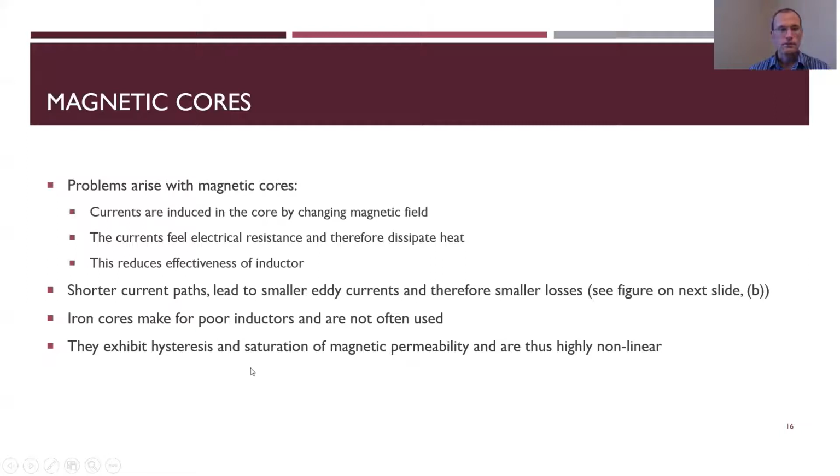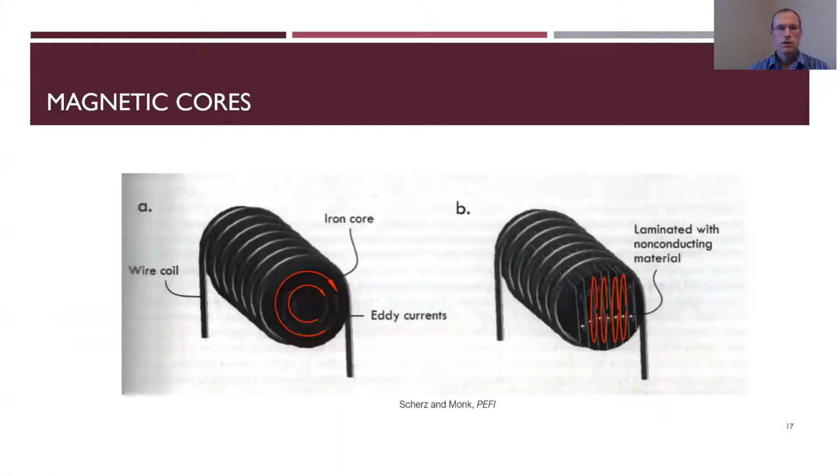Iron cores aren't that great, because they exhibit hysteresis and saturation of magnetic permeability. So those are not as common as other, better cores like this one. Iron core isn't that great, produces large eddy currents, whereas this laminated one, with some non-conducting material, ends up better.